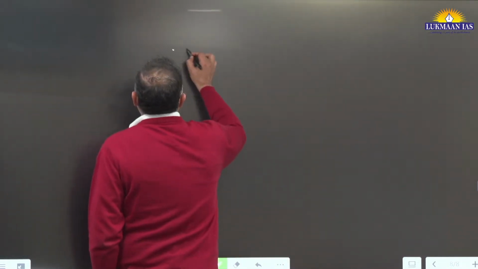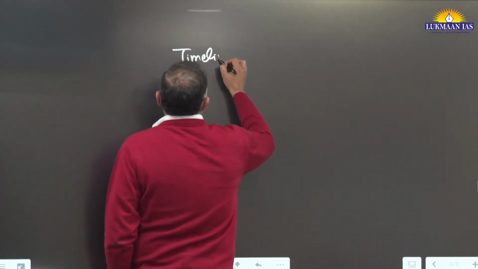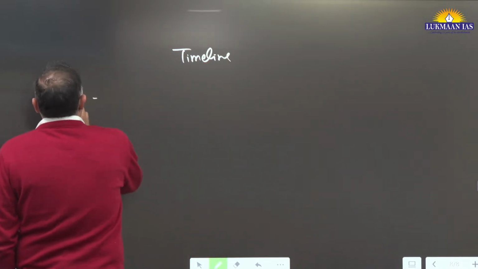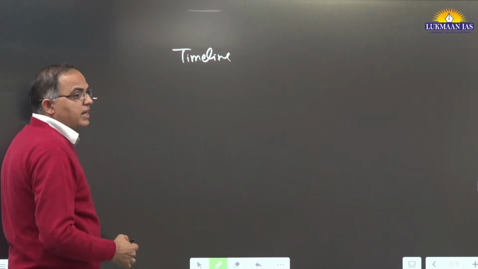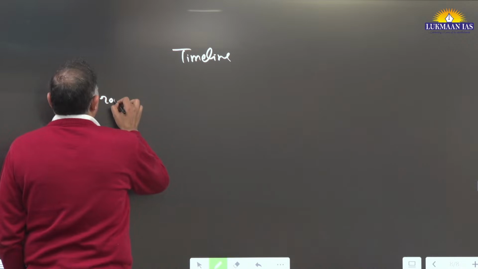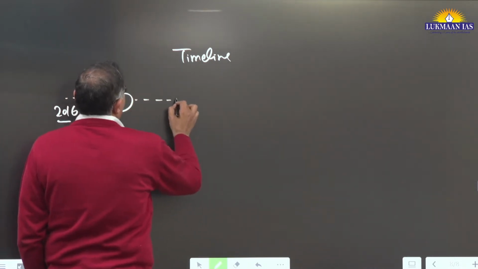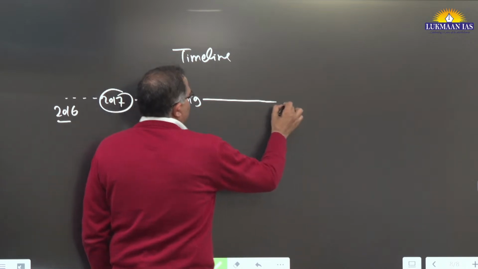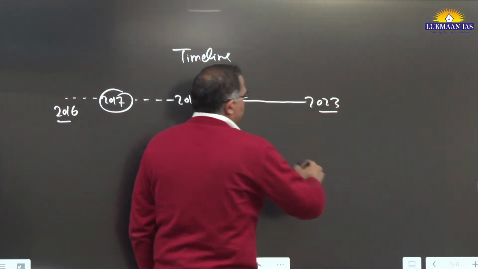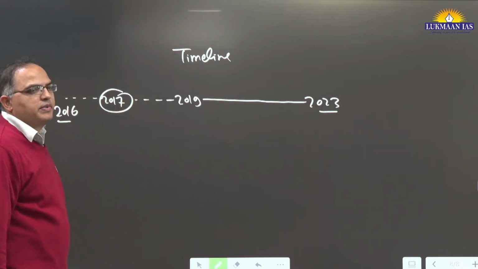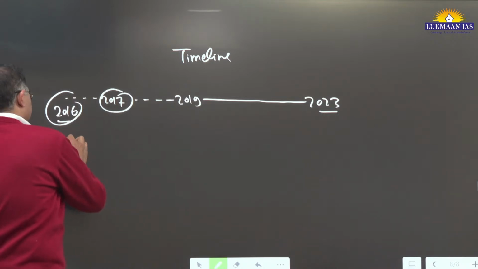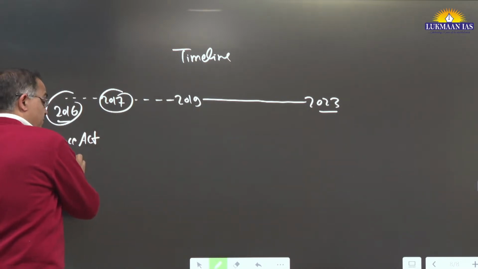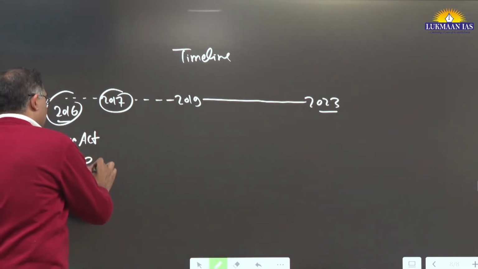If you take the timeline, it basically starts with 2016, which is also part of the challenge, which we have not considered. Then 2017, 2019, and finally 2023. I will not go into this aspect. It starts with the 2016 Finance Act. The Finance Act amended the Foreign Contribution Regulation Act.